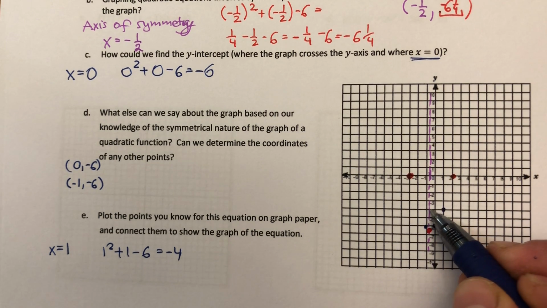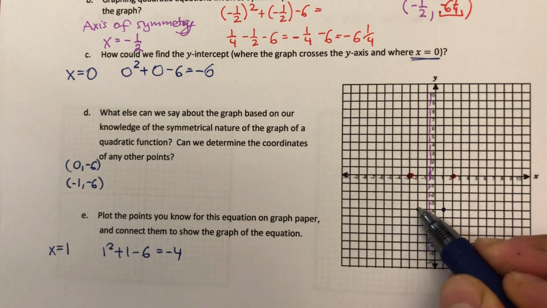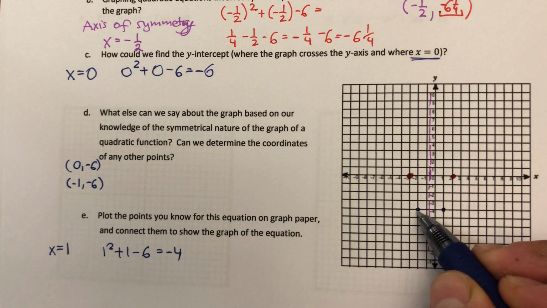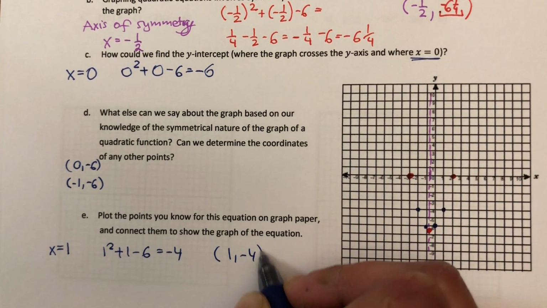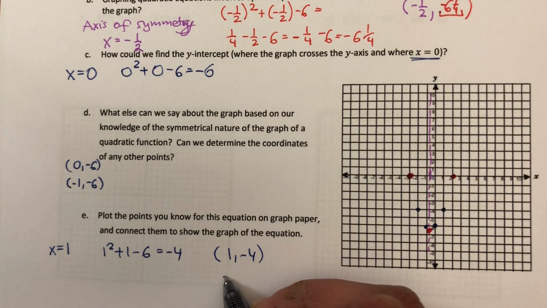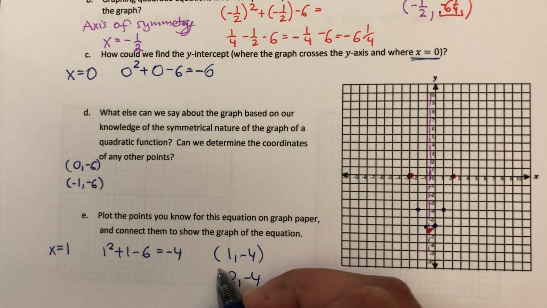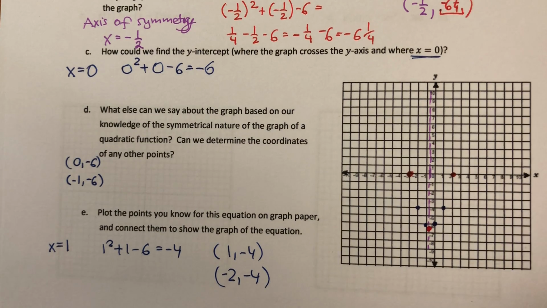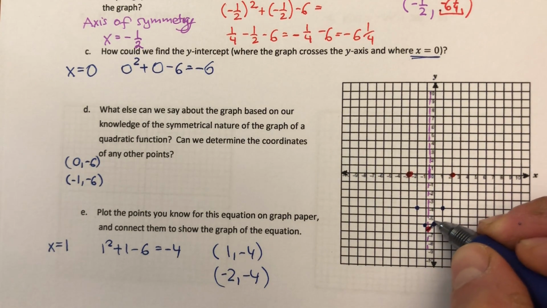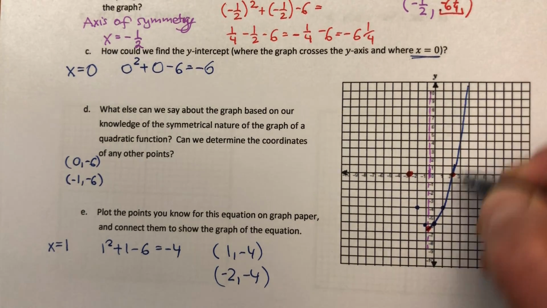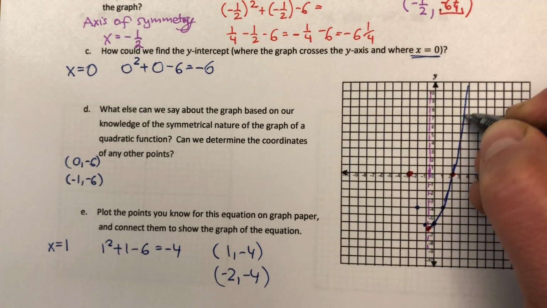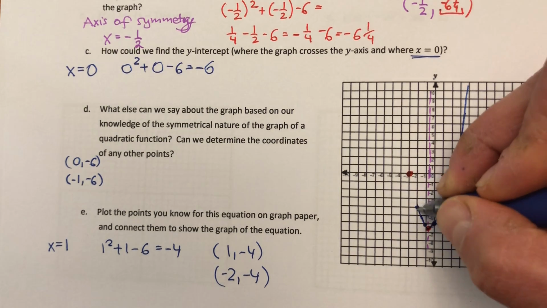I am 1.5 away from the axis of symmetry, so half, 1.5. I would know that this point also belongs to our graph, so I would have a point (1, -4), and I would also have a point (-2, -4). I could plug in any point we want, but knowing the general shape of the quadratic equation, it is a U shape, it is a beautiful parabola, I can graph this graph.